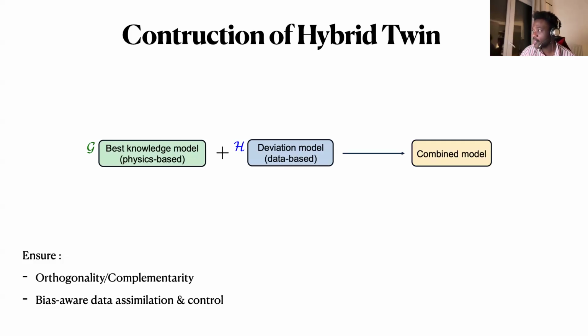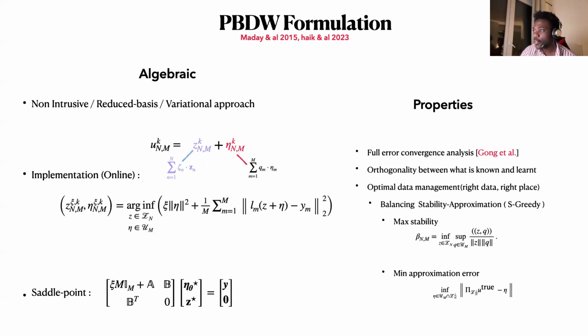So the combined model layer is the hybrid twin. The one that we built in this research is based on the idea of the PBDW, which stands for parameterized background data weak. We inherit from that and then build on top of it because this approach is very interesting. It was built by Yvon Maday, Anthony Patera and others in 2015. This is a data assimilation task where they try to reconstruct the state of a system, u, as an additive combination of physics-based estimation and data-driven correction, in the same spirit of the hybrid twin that I just introduced.